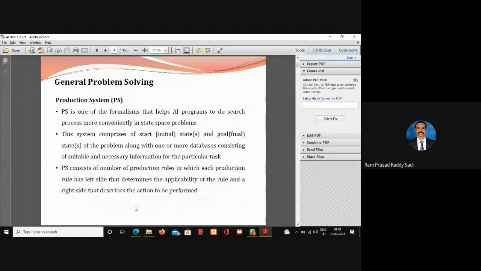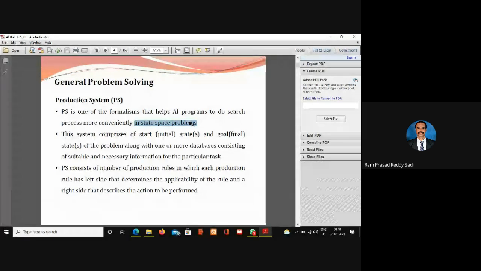So, general problem solving. For general problem solving, we normally go with the production system. The production system is nothing but a set of rules, in the simplest sense. The production system is one of the formalisms that helps AI programs to apply the search process more conveniently in state space problems. That means you will have several states, you will be picking up the necessary state that is applicable to your problem and move ahead towards obtaining a solution.